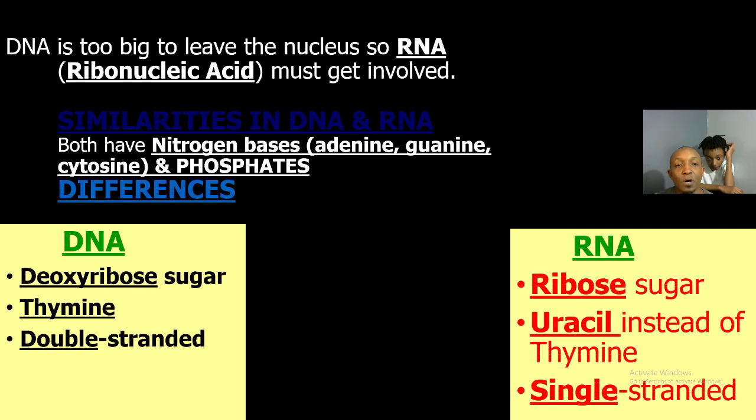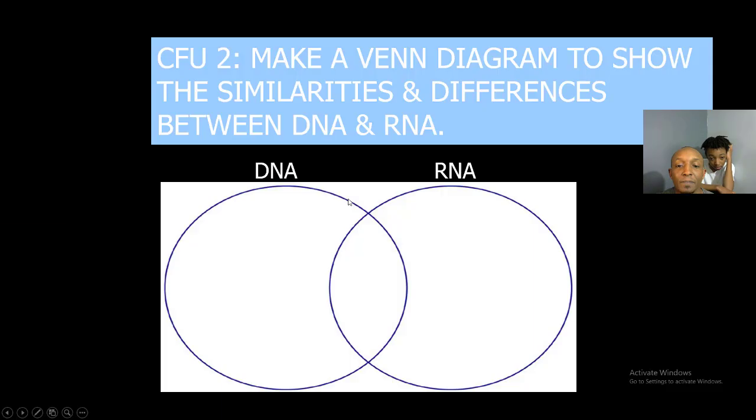So now let's take a look at protein synthesis. The reason why protein synthesis starts with DNA but doesn't end with DNA is because DNA is too big to leave the nucleus. So RNA, or ribonucleic acid, must get involved. There are certain similarities and differences between DNA and RNA. Both have the nitrogenous bases adenine, guanine, and cytosine, and phosphates. But the differences between the two: DNA has deoxyribose sugar, while RNA has ribose sugar. DNA contains thymine, while RNA contains uracil instead of thymine. And then DNA is double-stranded, and RNA is single-stranded.